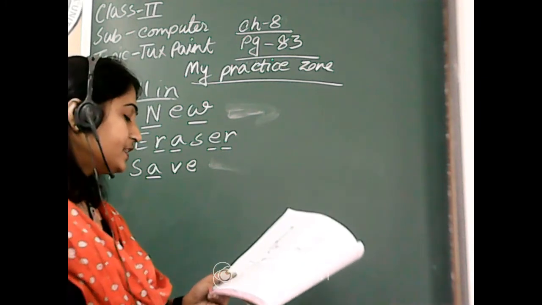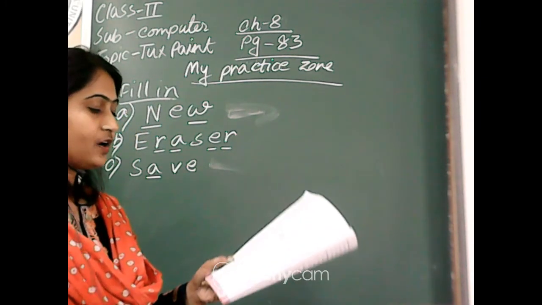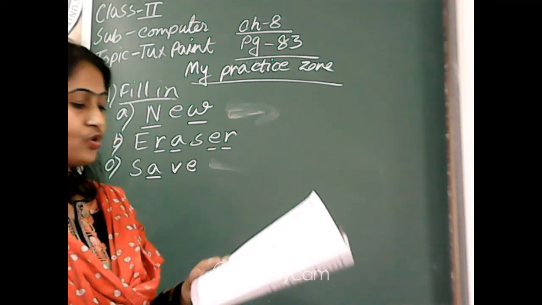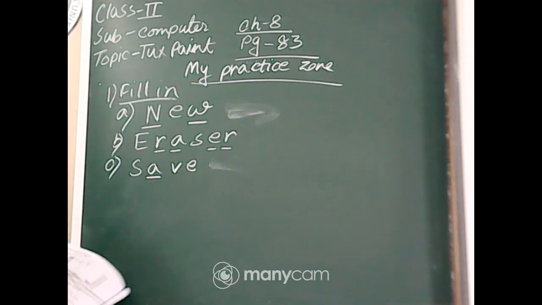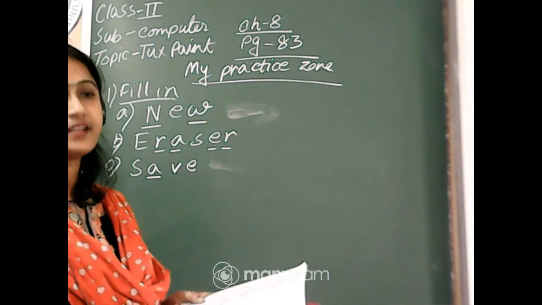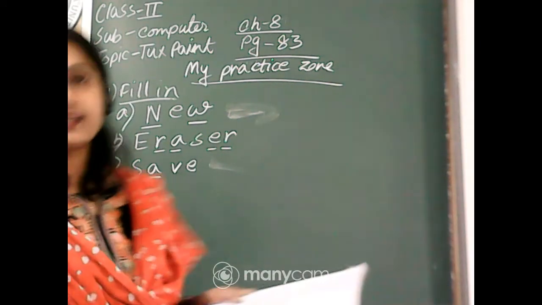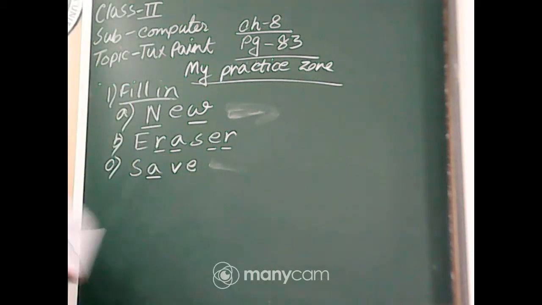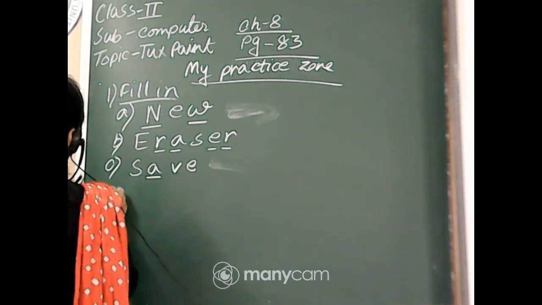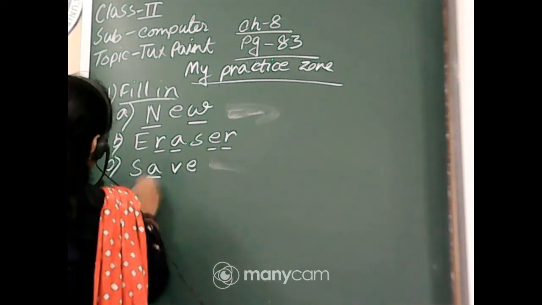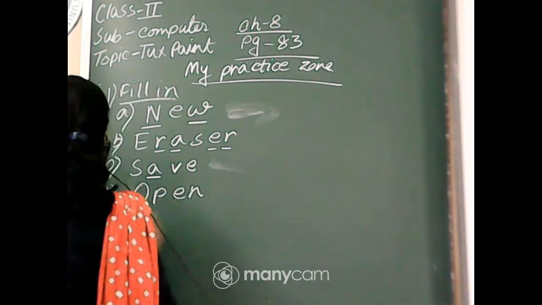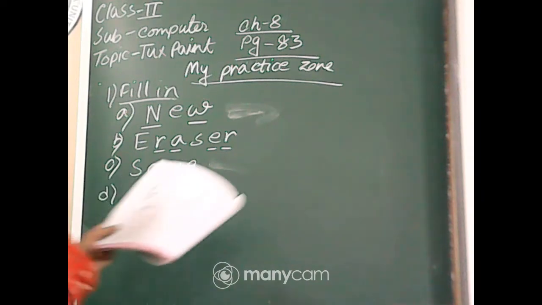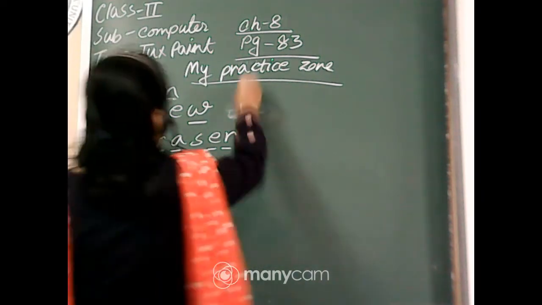Next number D. The dash tool is used to open the already created drawing. The open tool is used to open the already created drawing. Which one is already created, that one we can open. If it is not created, can you open it? No. So the open tool is used. Number D, OPEN.